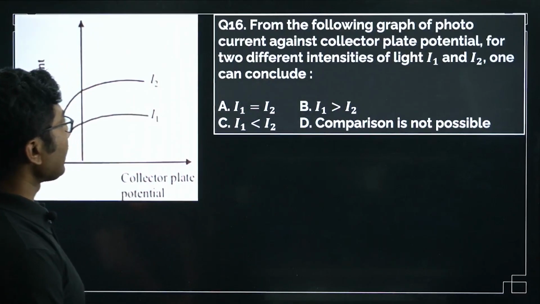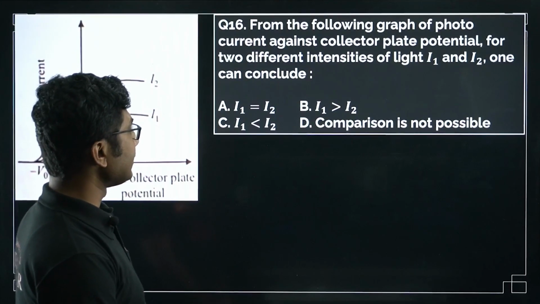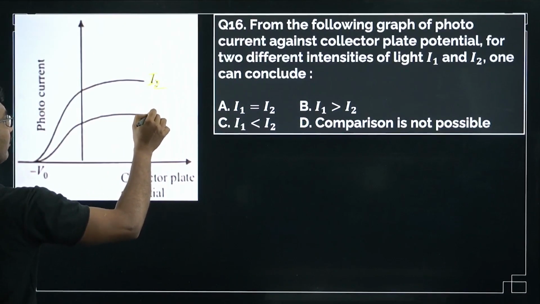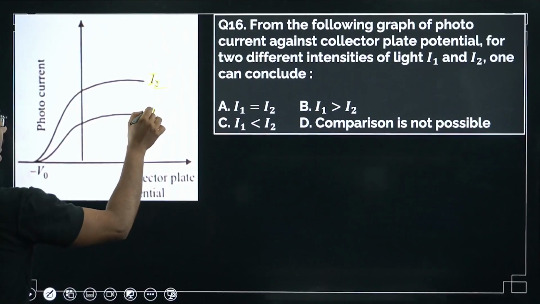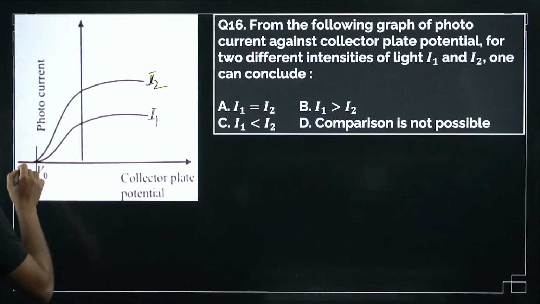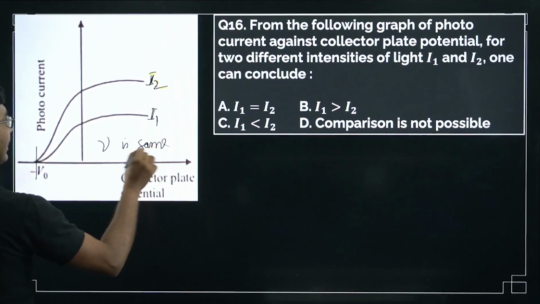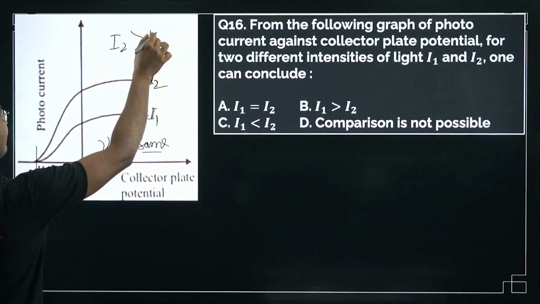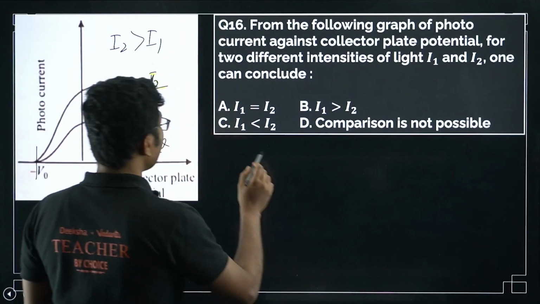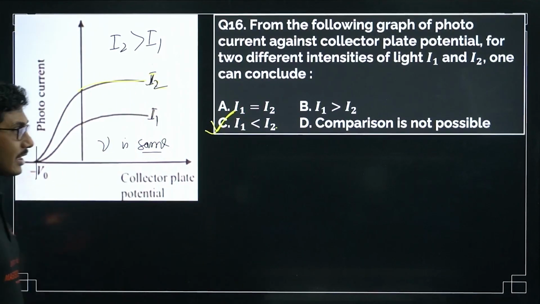Next question. From the following graph of photocurrent against collector plate potential for two different intensities of light I1 and I2. So these are the two different curves, I2 and this is I1. Okay, what you can guess from this diagram? Obviously we can see that both of them have the same frequency, and intensity I2 is greater than I1. These are the two things that we can see from the graph. So I2 is greater than I1, option C is correct. Okay, it has a higher saturation current. Higher saturation current means higher intensity.